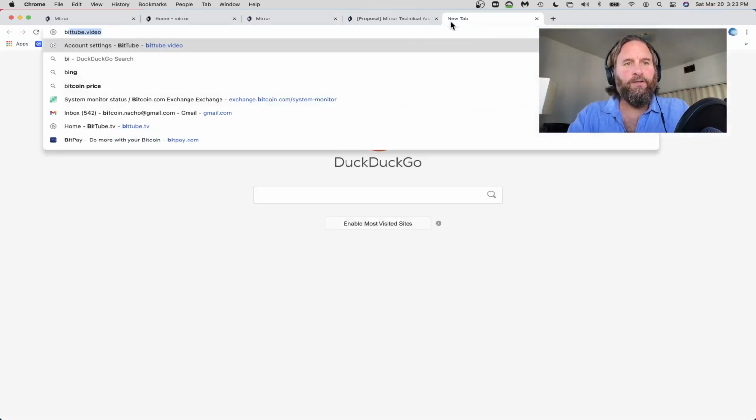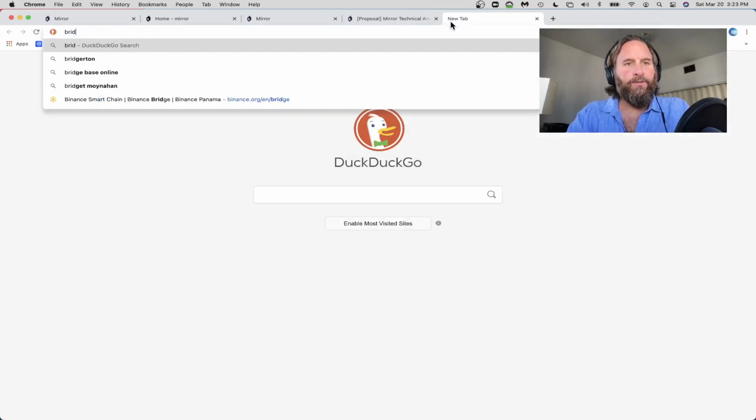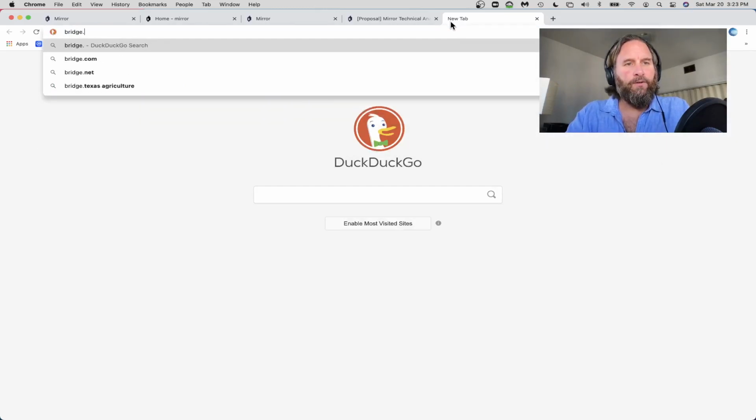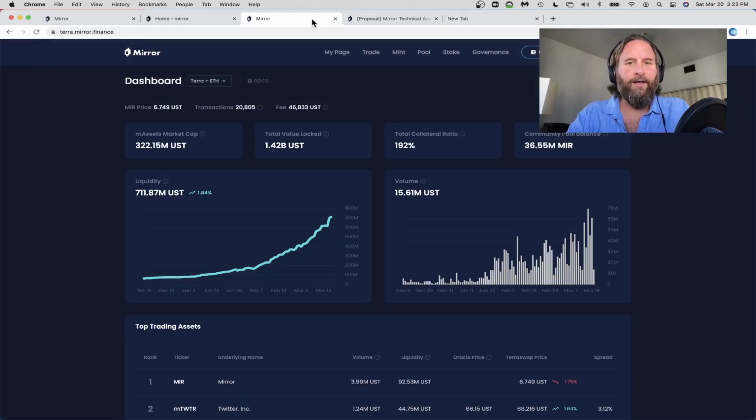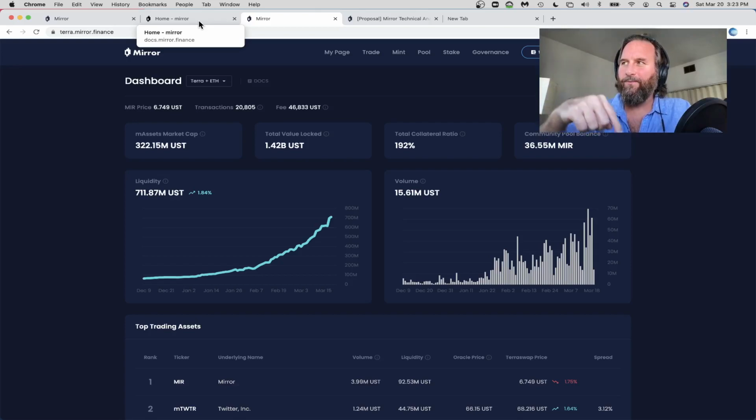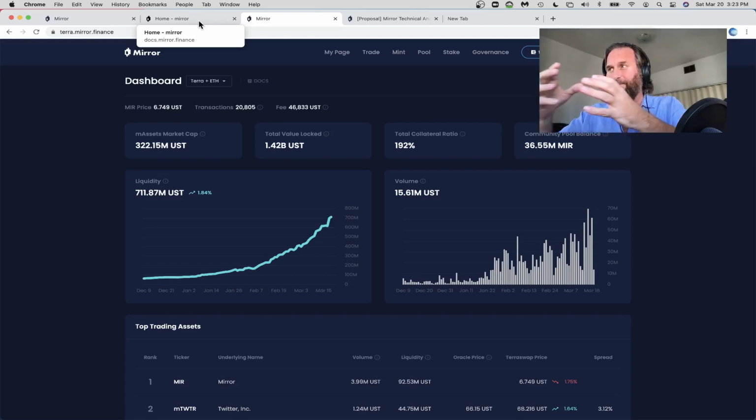So bridge dot Terra. Oh, come on. Why isn't it coming up? Bridge dot Terra. Oh, you know what? I'm sorry, I messed that up. There's a bridge. I'll put that in the description below too, where you can send your coins from Terra to Ethereum to Binance chain. More chains coming. They have bridges to everywhere. It doesn't matter where you want.